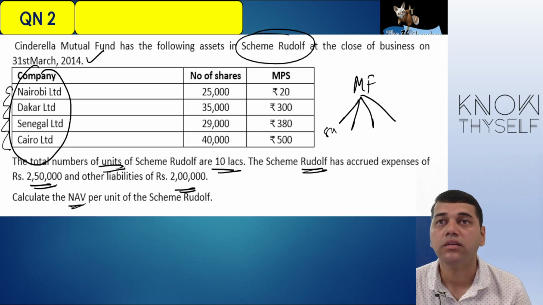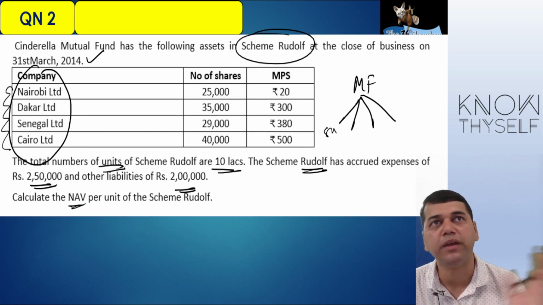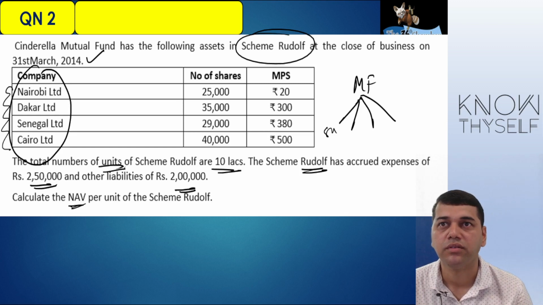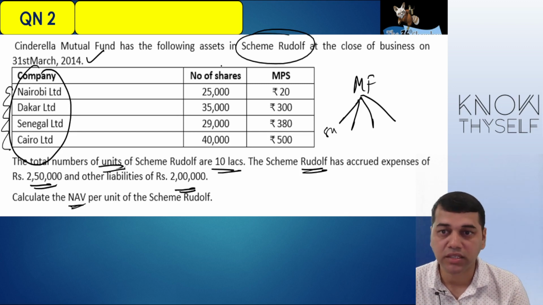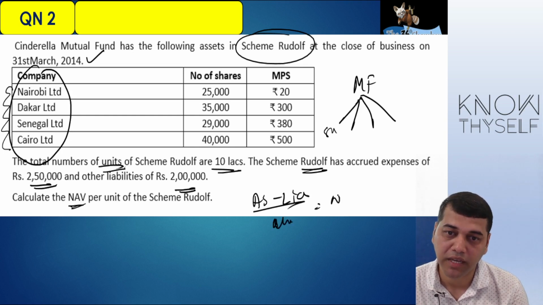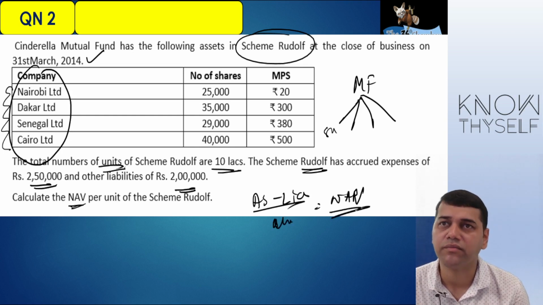Sorry? Because that's part of your cost, no? You have accrued liability, you didn't pay it, you have incurred some expenses. Maybe office administration expenses. That's going to get which one? No, no, no. Exit load is, see, I will calculate. See, what is my NAV? Asset minus liability by units. This is my NAV. This is a pure NAV.